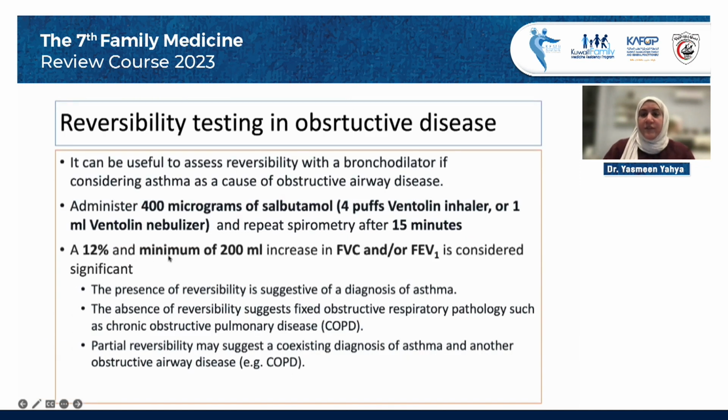If you find an obstructive pattern, then you should do reversibility testing. It's advised to do reversibility testing. So you will administer salbutamol, which is 4 puffs of Ventolin inhaler or 1 ml of Ventolin nebulizer, and then repeat the test after 15 minutes. You need 2 things in order to say that the obstruction is reversible. You need a rise of 12% and a minimum of 200 ml increase in either FVC or FEV1 or both.